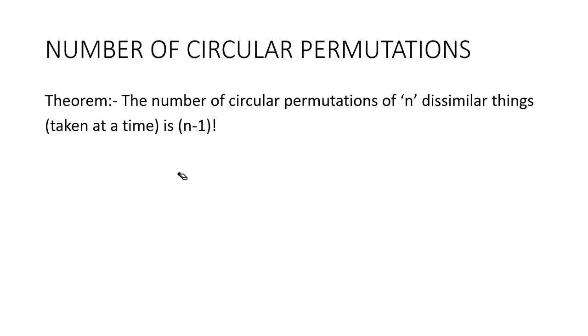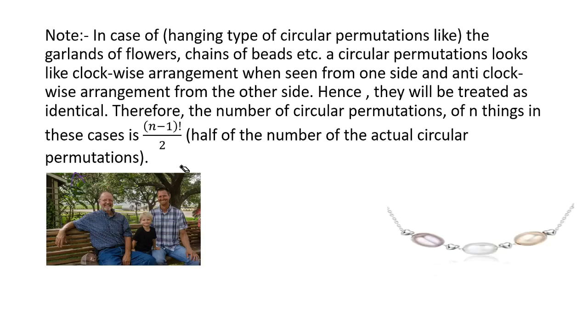Next, we have these circular permutations. The number of permutations of n distinct objects taken all at a time is equal to n minus 1 factorial, or the number of circular permutations is equal to n minus 1 factorial. In this circular permutation, there is an exception.